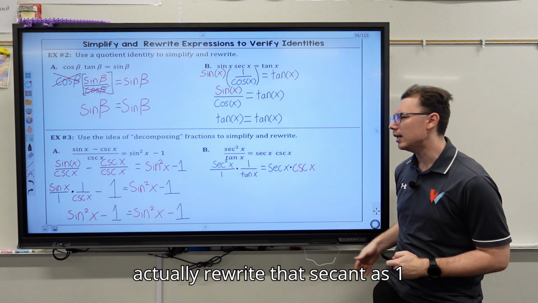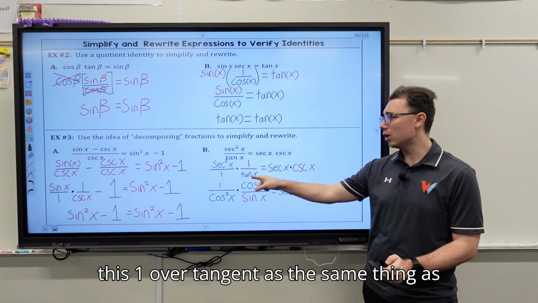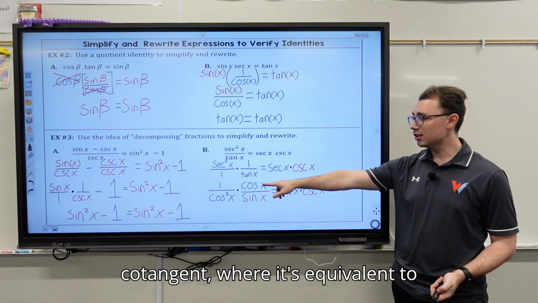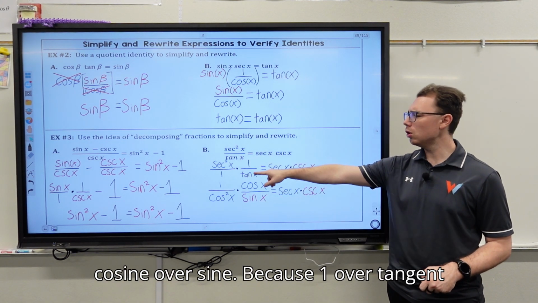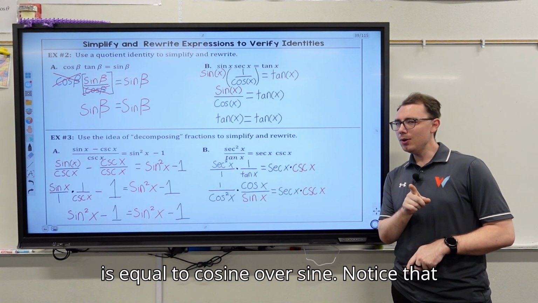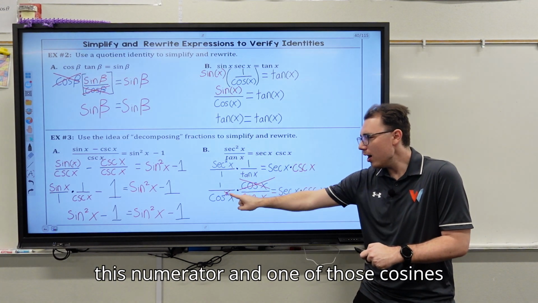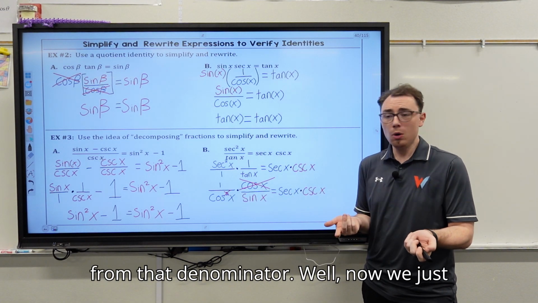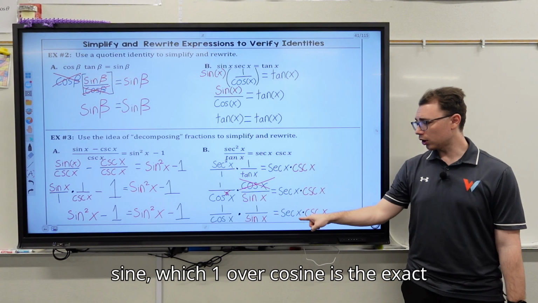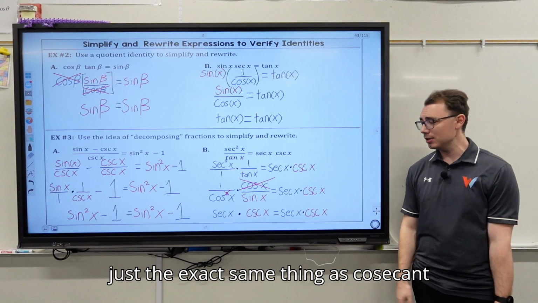And we can actually rewrite that secant as 1 over cosine squared. And we can write this 1 over tangent as the same thing as cotangent, where it's equivalent to cosine over sine. Because 1 over tangent is just equal to cotangent, and cotangent is just equal to cosine over sine. Notice that we can now simplify out a cosine from this numerator and one of those cosines from that denominator. Well, now we just have 1 over cosine times 1 over sine, which 1 over cosine is the exact same thing as secant, and 1 over sine is the exact same thing as cosecant here.